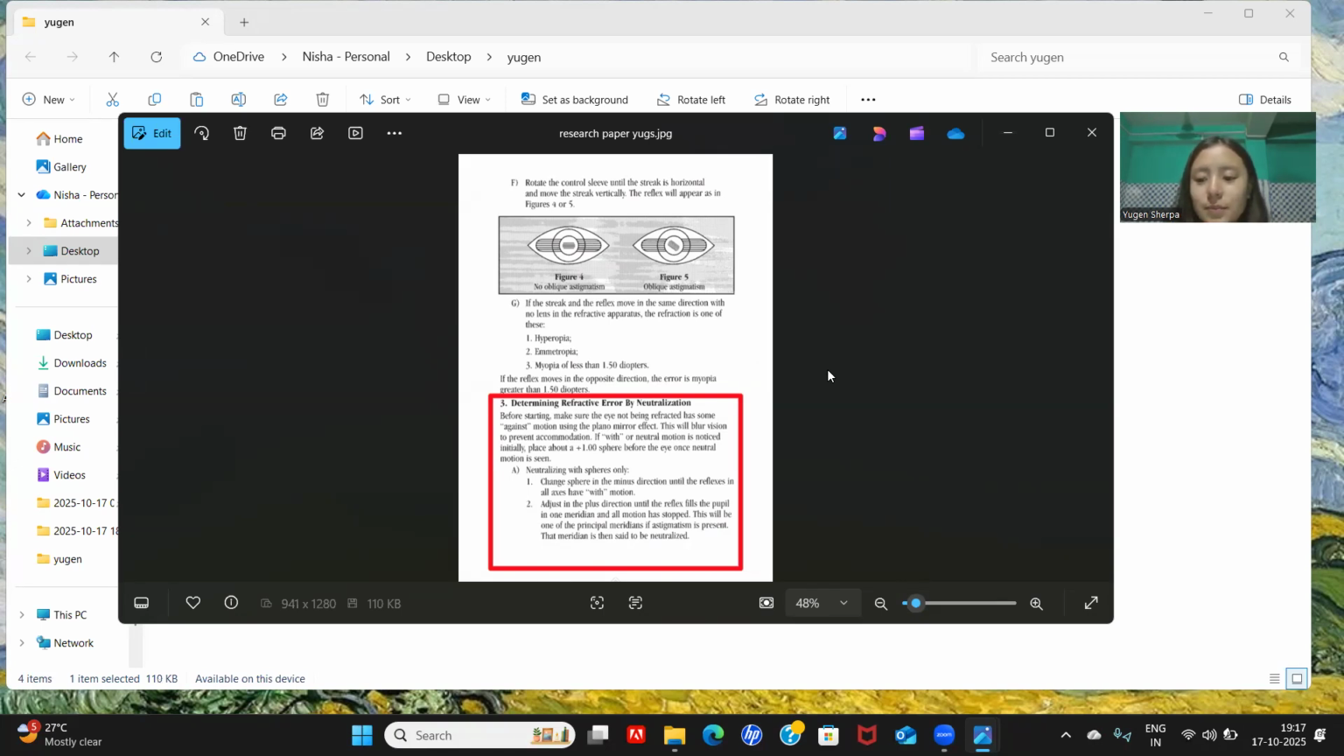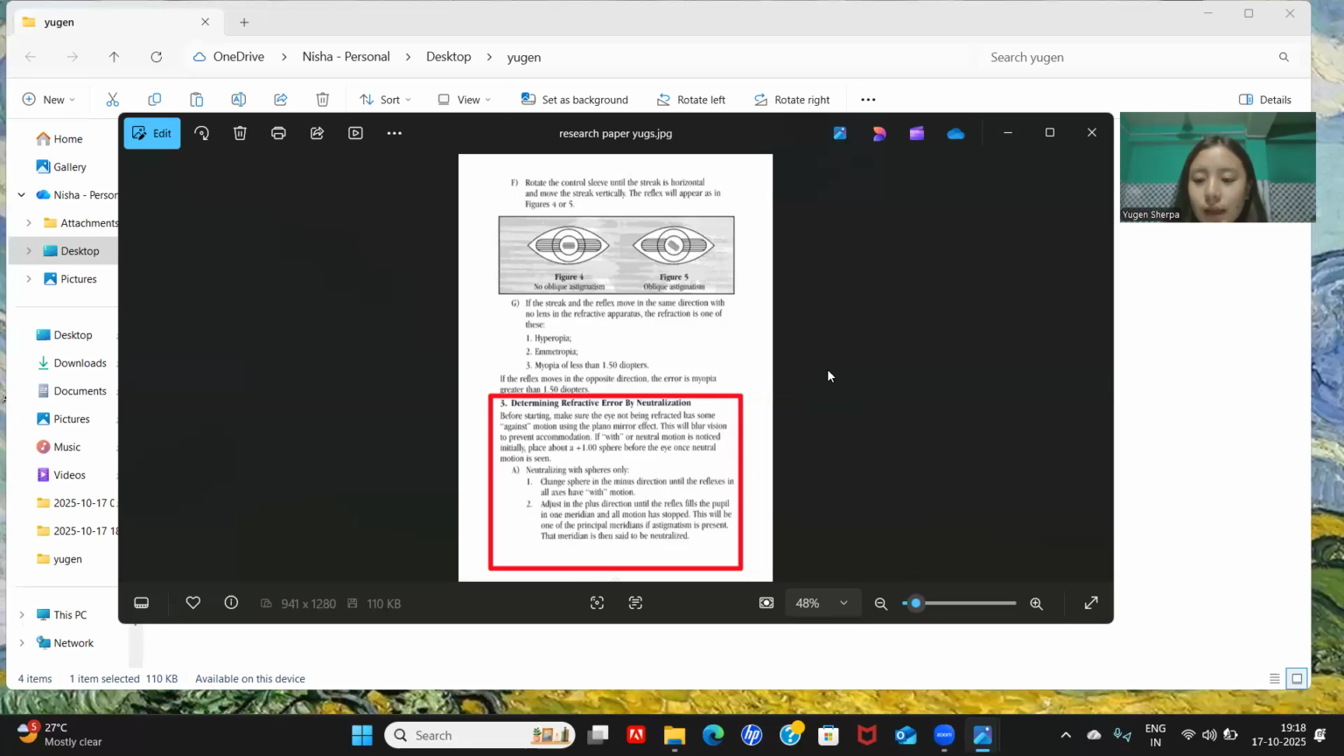I would like to talk about the principle of neutralization. The main principle is to neutralize the reflex movement seen through the retinoscope. That is, when light is moved across the pupil inside our eye, the reflex can move with or against the movement of the light. If the reflex moves with the streak, the eye is hypermetropic or has less minus power. If the reflex moves against the streak, the eye is myopic or has more minus power.